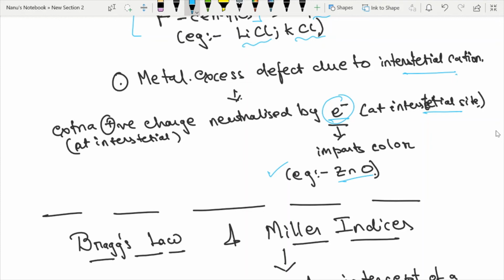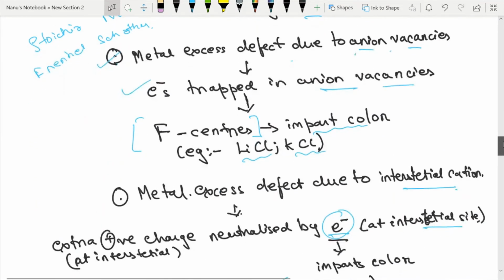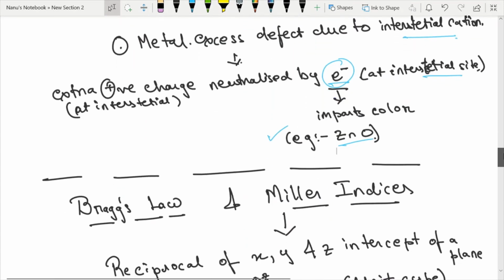So remember, there are two cases for this. One is the metal excess defect due to interstitial cation, and the other is the metal excess defect due to anion vacancies. Both of them can impart color, and remember the examples for the different cases.